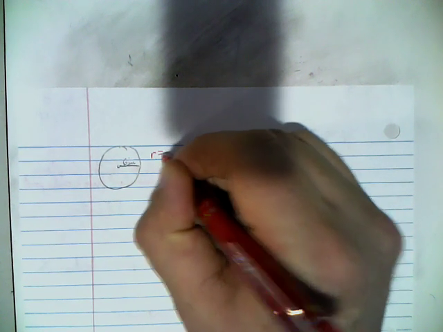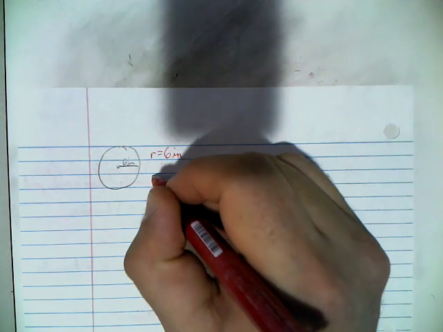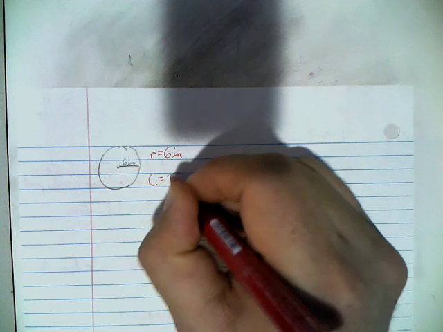So first thing we need to think is, what is this? So what kind of a measurement is this? Well, since it goes from the center to the circle, this is a radius. So this diagram, this picture, is showing us that the radius is 6 inches. So if it's the radius, then it probably makes more sense to use the formula c equals 2 pi r.